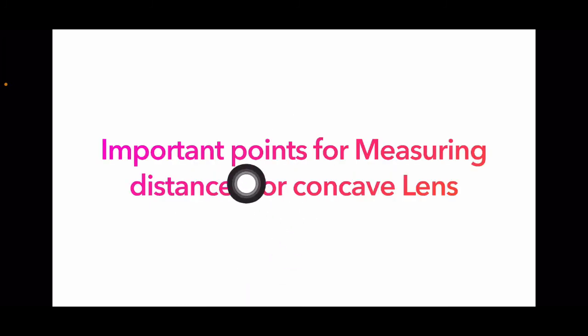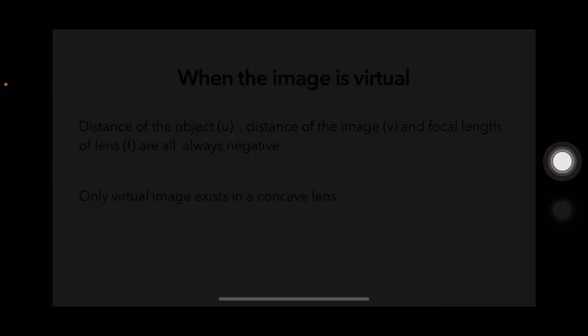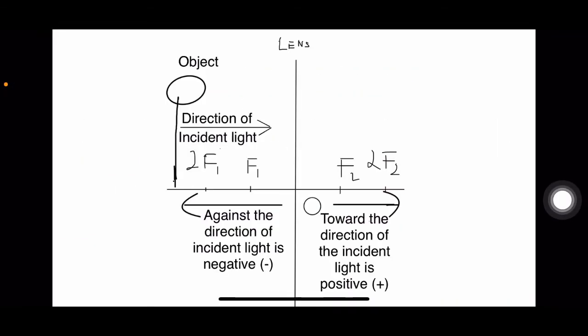Now, important points for measuring distances for concave lens. When the image is virtual, the distance of the object u, the distance of the image v, and the focal length of the lens f are always negative. The focal length is negative because in the case of a virtual image, everything is negative in the case of concave lens.